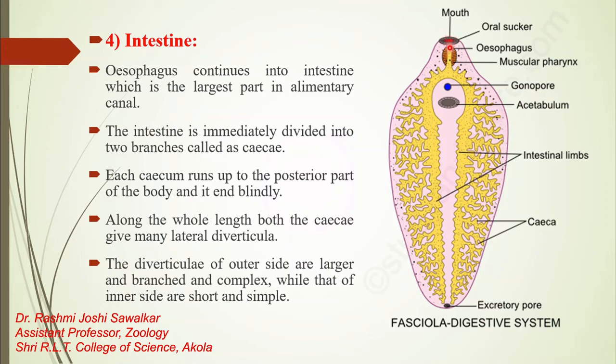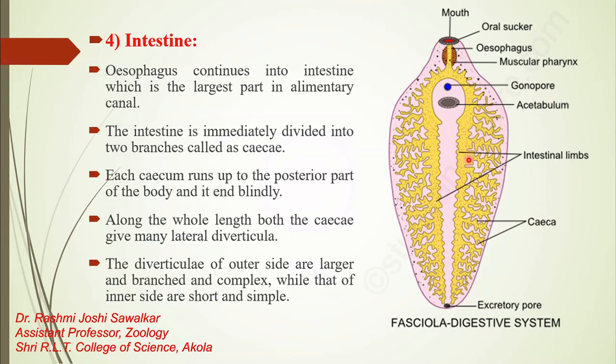After the food enters into the mouth, the pharyngeal radial muscles propel it with the help of contraction and relaxation into the esophagus. Esophagus proceeds this food into the bifurcated two branches of the intestine, which we call intestinal limbs. These two intestinal limbs are present along the complete body length of Fasciola hepatica.